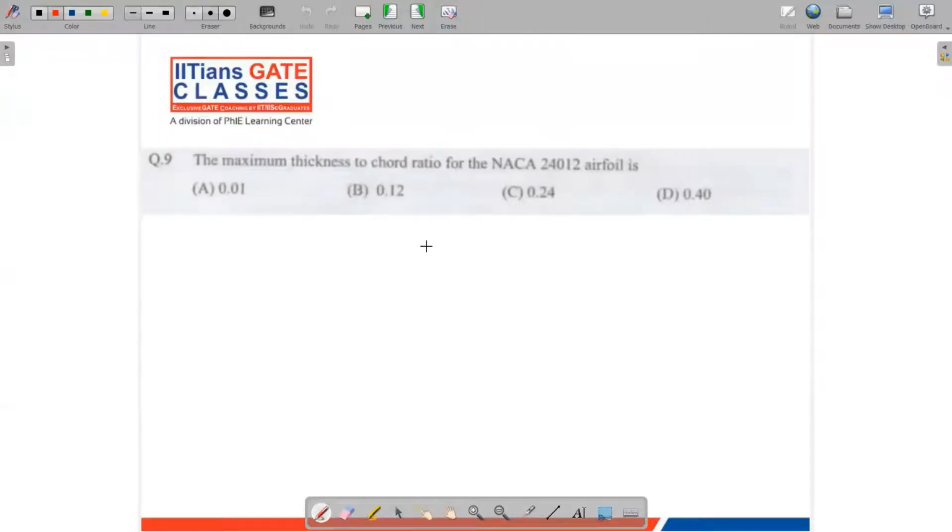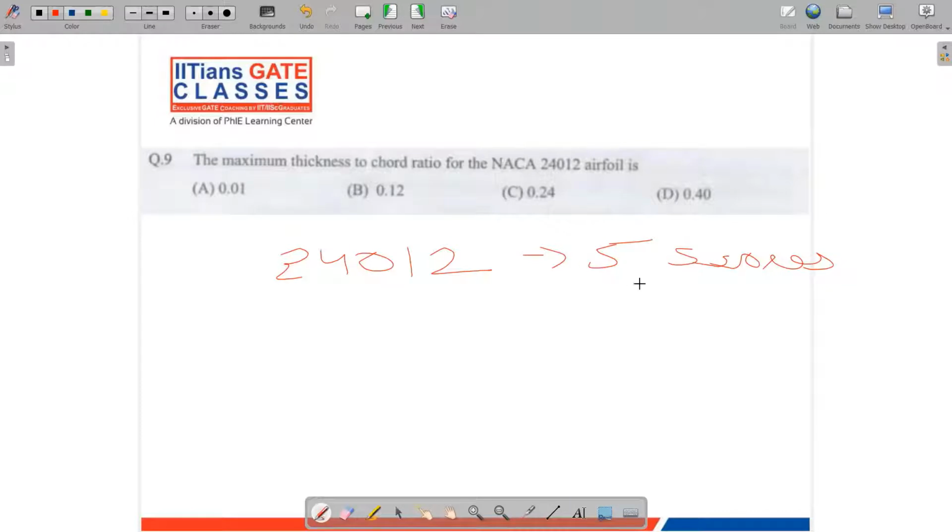So let's go to the first problem, in which they're asking us the maximum thickness to chord ratio for the NACA 24012 airfoil. So NACA 24012, it's a 5-digit airfoil, a 5 series airfoil. So basically what that means is, they'll have some designated values that each of these numbers signify.